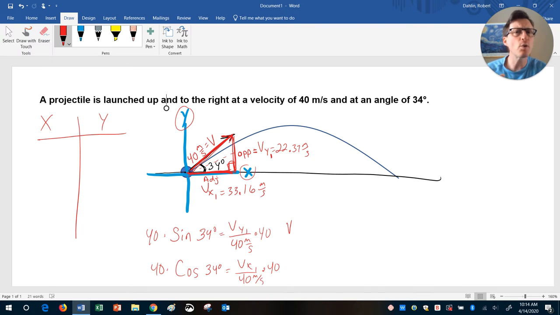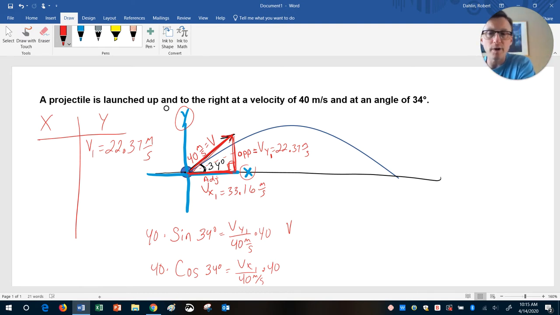And the reason this is important is because when we start to do calculations, you can't mix and match the numbers. The only thing that's true for both the X and the Y is time, because it doesn't have a direction. But if I'm using, say, this number here, my V1 for the Y, that's telling me how fast the projectile is moving upwards. I can only put that in equation with other numbers that are talking about the up and down direction.